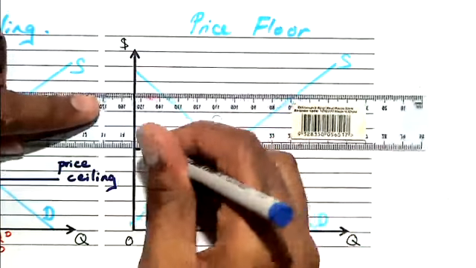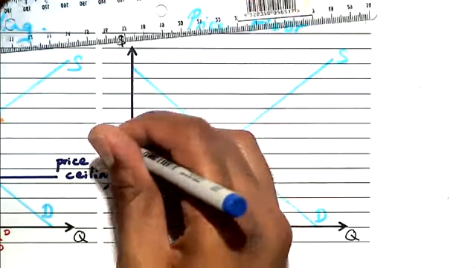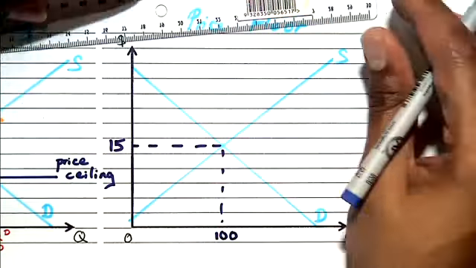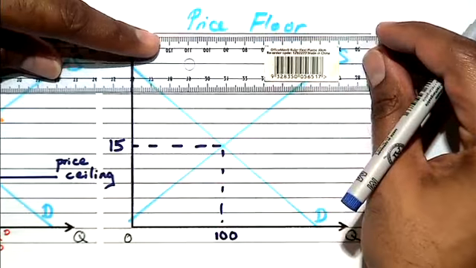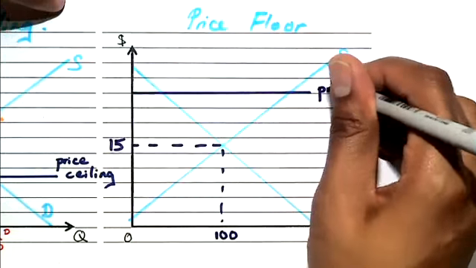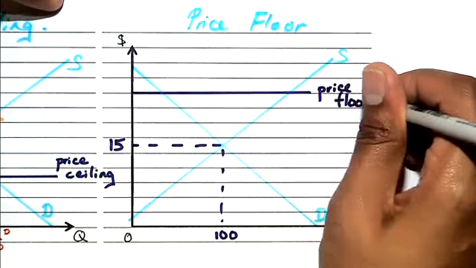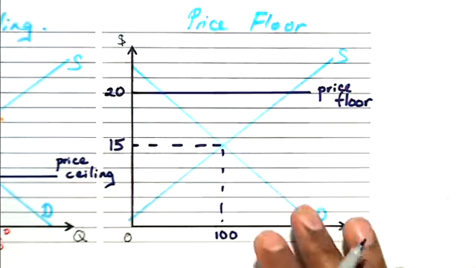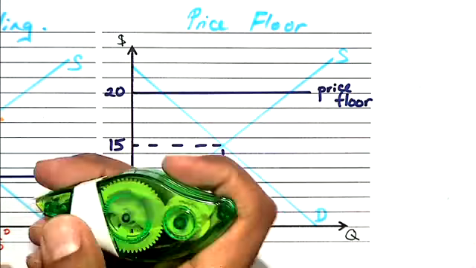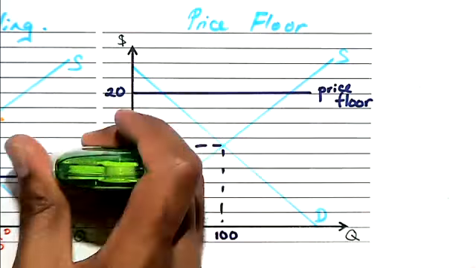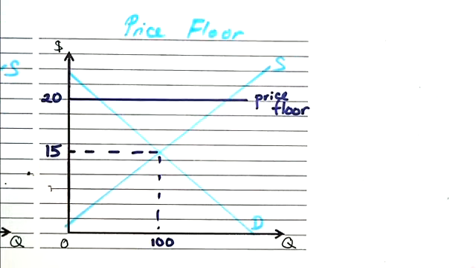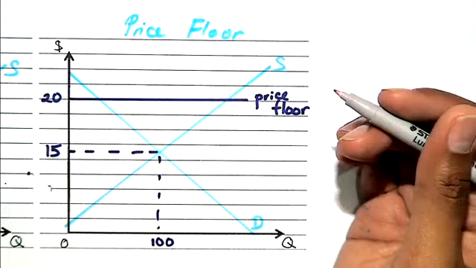So let's say, same numbers as before, the market price is 15, the market quantity is 100, and the government passes a law that the price floor is 20. I'll just erase this side. So the government passes a law that the price floor is 20. It's illegal to sell below 20.